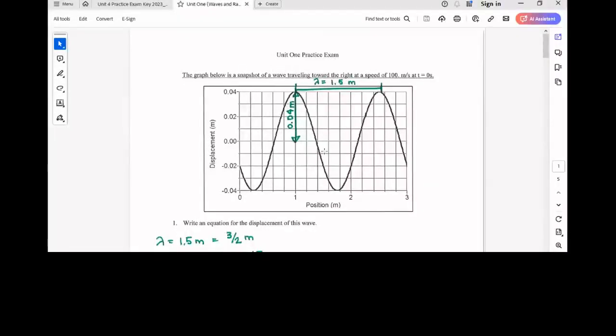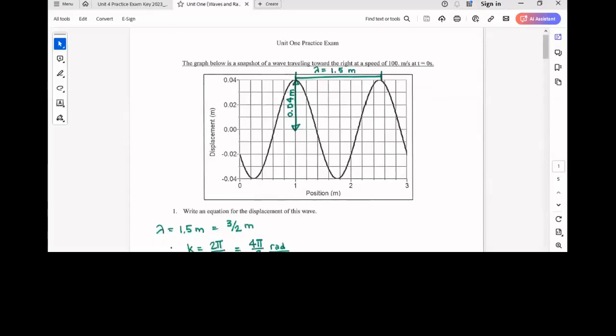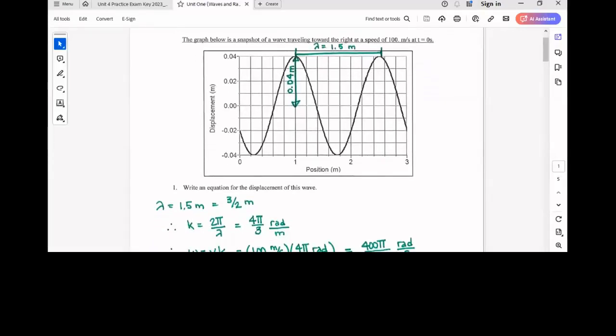Hello everyone. This video goes over the Unit 1 practice exam for Physics 252. Number 1, the graph below is a snapshot of a wave traveling toward the right at a speed of 100 meters per second at t is equal to 0 seconds. Write an equation for the displacement of this wave.